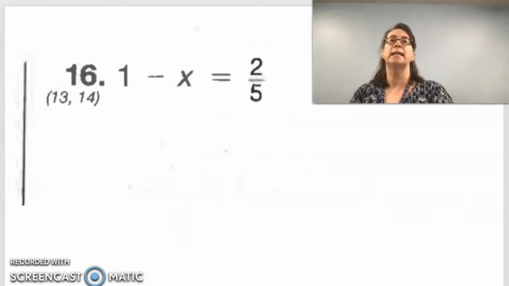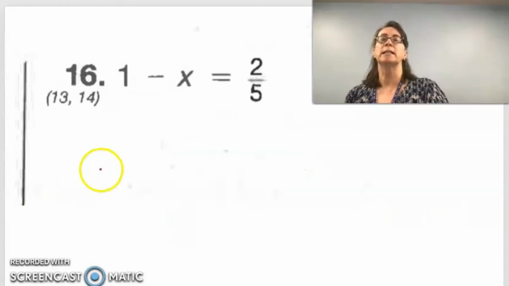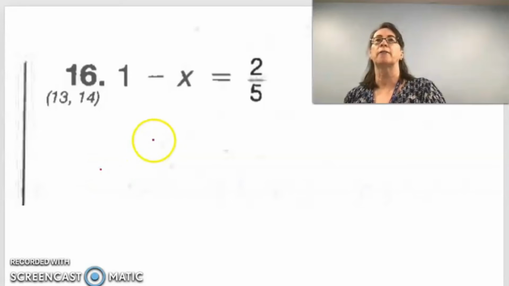Okay, number 6. We're supposed to do this one by inspection. This one's a little tougher. Now there are 2 ways to do this. I'm going to do this with just fractions. I'm going to change the 1 to a 5/5.